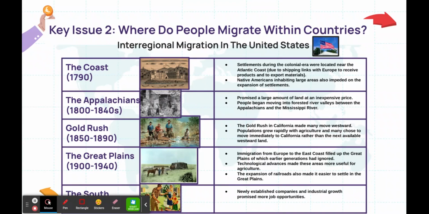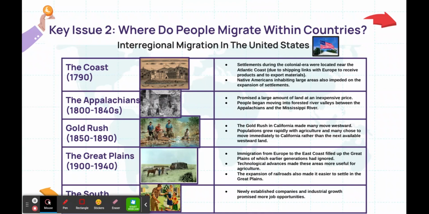Also, the Appalachian Mountains hindered Western development because they had few gaps that allowed passage, and they had very thick forests and steep slopes. Native Americans also inhabited large portions of land at the time, so it was very hard to expand settlements. Second, beyond the Appalachians in the 1800s to 1840s, because of transportation improvements, especially the building of canals in the Northeast, people began moving into the more forested river valleys between the Appalachians and the Mississippi River.